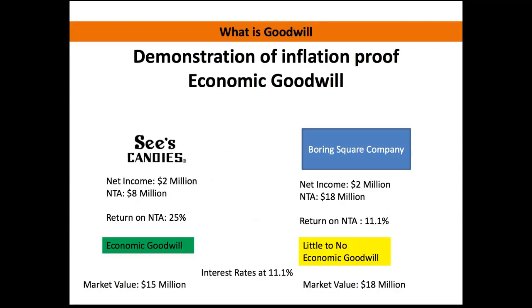His argument is that See's had a lot of economic goodwill, whereas the boring square company had little to no economic goodwill. So if we use an interest rate of 11.1%, and the reason I use that is because that's exactly what our return on net tangible assets would be for the boring square company, let's assume that is the rate we're discounting both back at. That would put a market value on See's at $15 million. And then the market value of the boring square company is obviously going to be $18 million, which is exactly where their net tangible assets are.